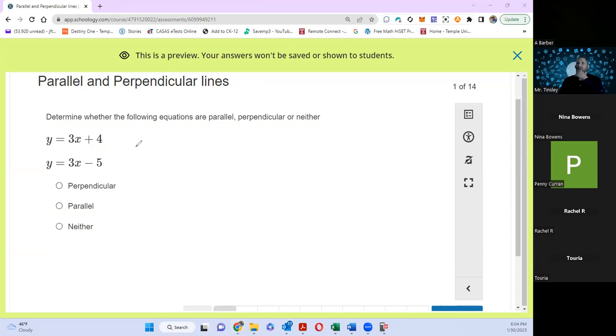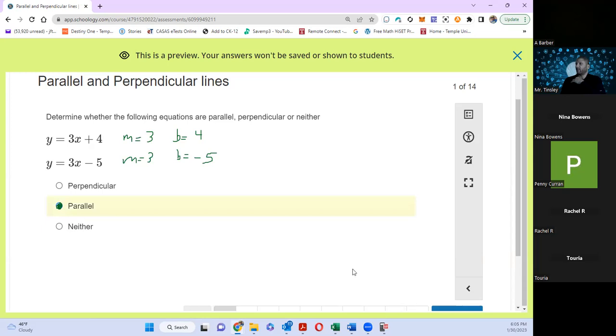Okay, so first of all, you have two different lines, correct? The first equation of the line is y equals 3x plus 4, and the second equation of the line is y equals 3x minus 5. Let's look at this first equation. What is the slope? The slope is 3. What is the y-intercept? It's 4. The second equation, what's the slope? It's 3. And what's the y-intercept? Minus 5. These are parallel lines. It's that simple.